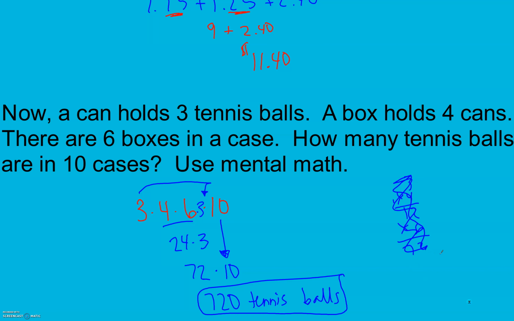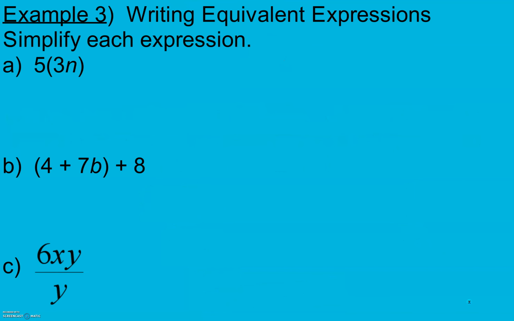We want to try and group things in a way that makes it easy for you to do them in your head. In example 3, we're going to be writing equivalent expressions. Simplify each expression. So the first thing I'm going to do here is look at it. And PEMDAS says I have to do what's in my parentheses first. But the problem with that is that 3 times n, I can't do that until I know what n equals. So we have to change our order a little bit here.